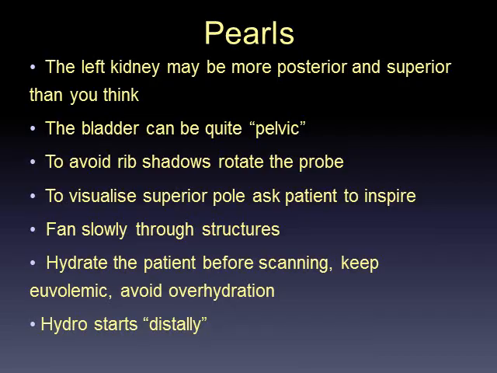Rib shadows are an annoying fact of life, but you can shoot through the ribs by angling the probe, by rotating the probe, to get a better look at the structures underneath. If you can't see the superior pole because of rib shadowing, you can get the patient to breathe in, and the kidney should move down with the diaphragm moving. As always, fan slowly through structures. Counting to 6 in your head helps, 6 seconds being the typical length that an ultrasound scanner will record a clip. You can hydrate the patient before scanning if you're looking for hydronephrosis. Keep them euvolemic.